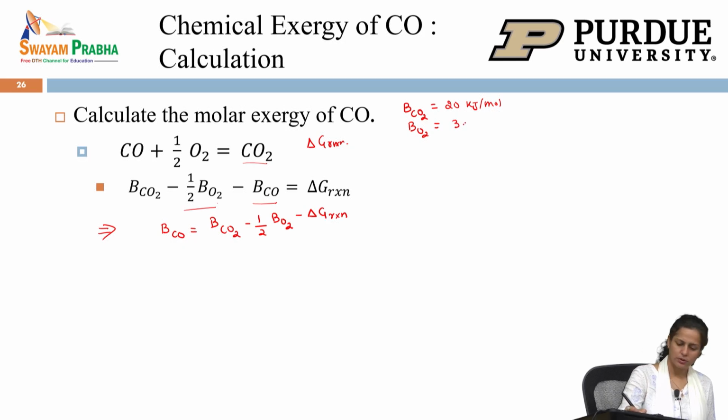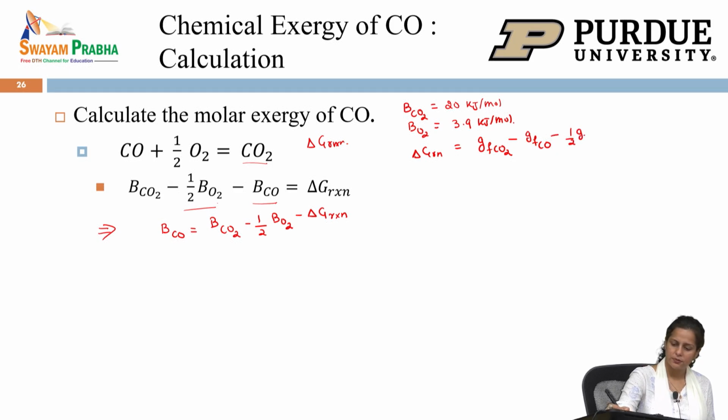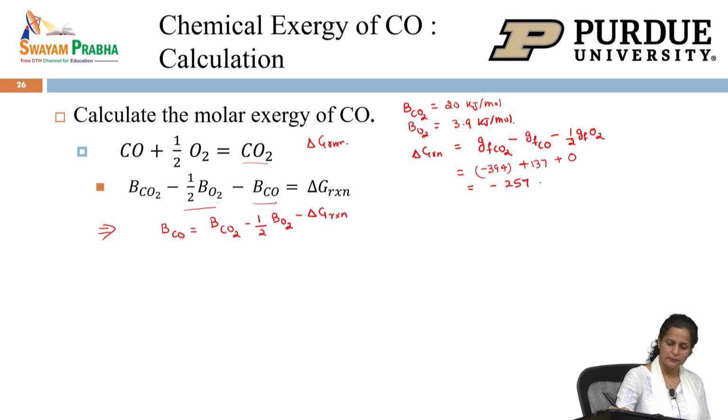So, this will be about 3. And for delta G reaction, we can calculate delta G reaction as Gibbs free energy of formation of CO2 minus Gibbs free energy of formation of carbon monoxide and minus half Gibbs free energy of formation of oxygen molecule. So, this value is minus 394 minus this is plus 137, and since your oxygen is pure molecule, you have 0. So, this value comes out to be minus 257 kilojoule per mole of CO2.